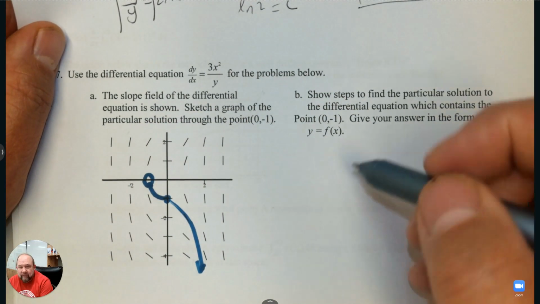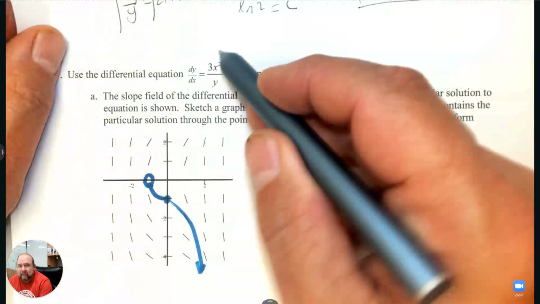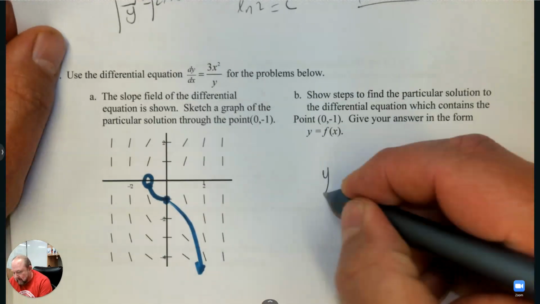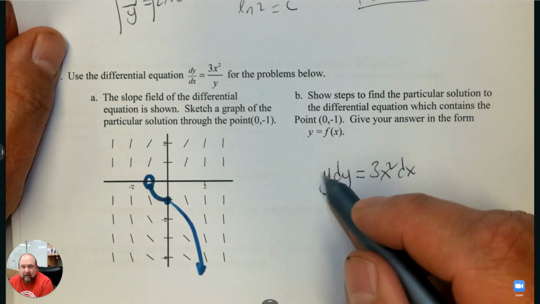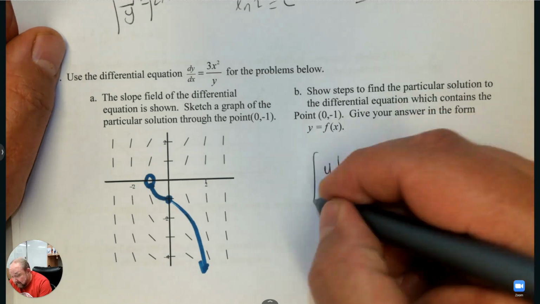Then can you solve this? So can I separate the variables? So I'm going to multiply by y. I'm going to multiply by dx. So now the y's are on one side, the x is on the other. I'm going to integrate.